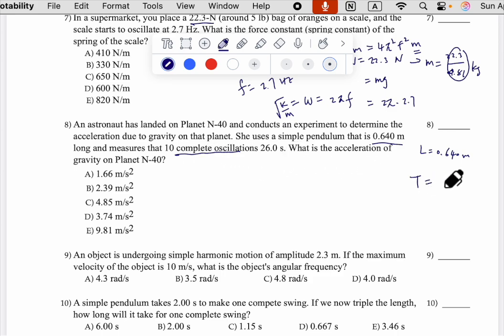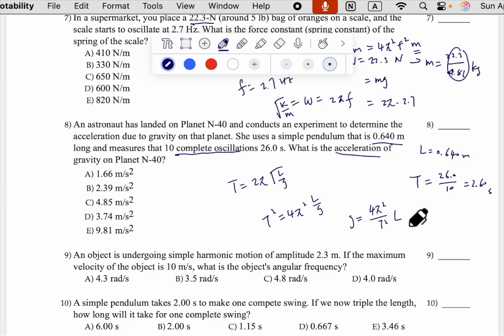So T equals total time divided by oscillations, which equals 2.60 seconds. Now, what is the acceleration? We're looking for g. From the equation T = 2π√(L/g), solve for g. T squared equals 4π² L over g, so g equals 4π² over T squared times L.